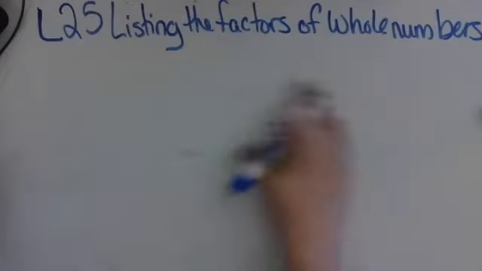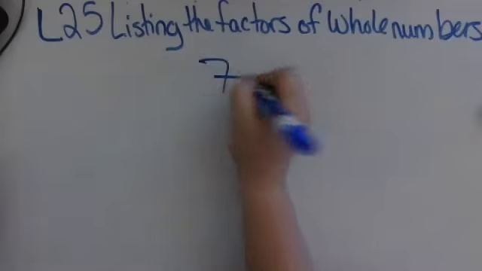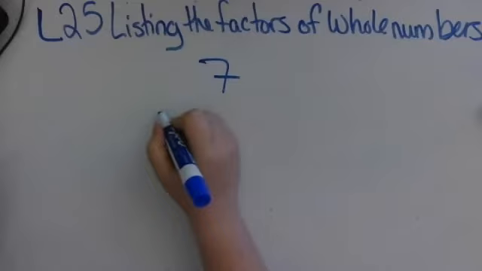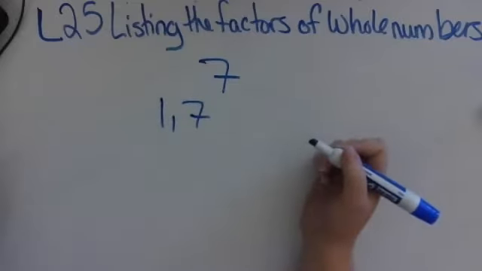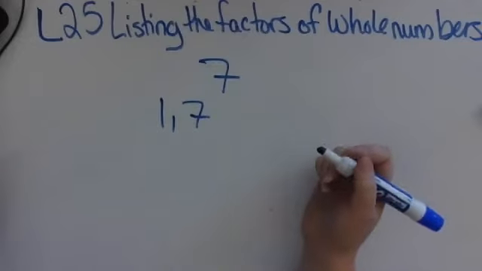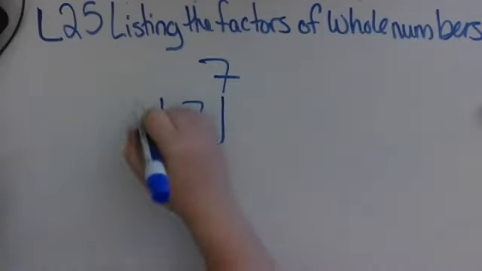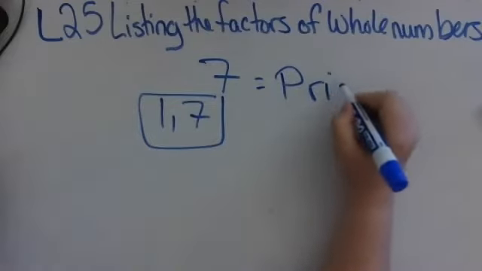If I have the number 7, and I'm looking for factors of 7, well, the first two I can always do is 1 and the number itself. Are there any other numbers that I can times together to make 7? You can check your multiplication chart, but I'm going to tell you the answer is no. So it only has 1 and 7. This makes 7 a prime number.